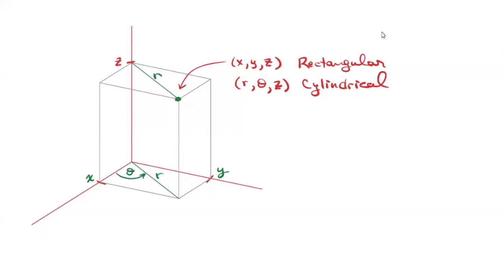And we know that between those two coordinate systems are transform rules: X is R cos theta, Y is R sine theta, and of course Z is just Z, so you don't really need a rule there, but it's always good to remember that X squared plus Y squared is R squared.